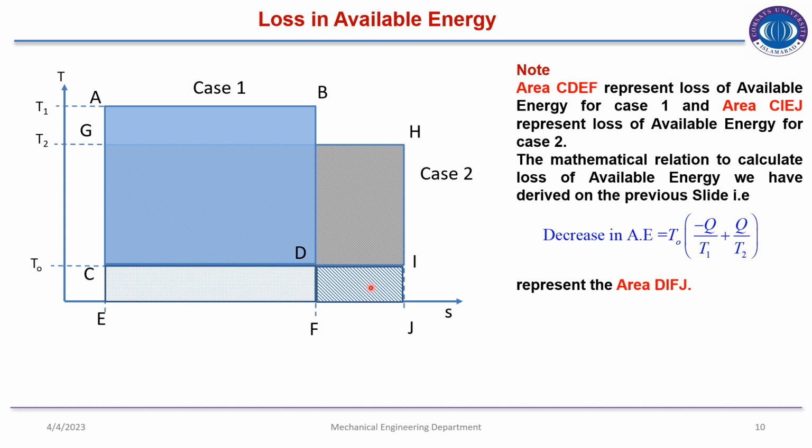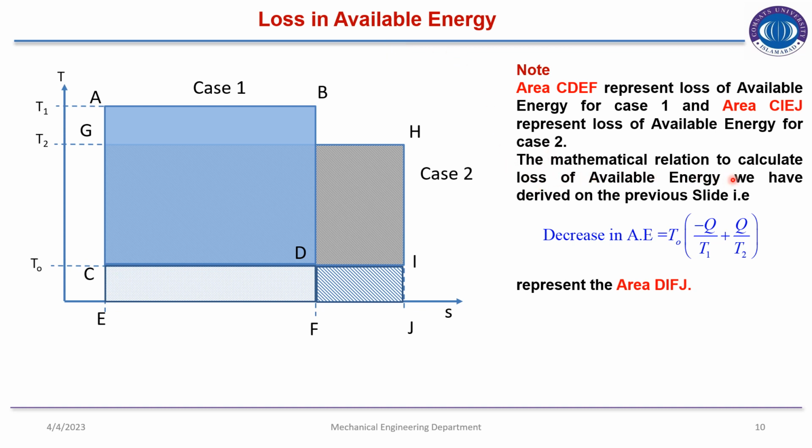Now if you are given the TS diagram and you are asked to mark, mention or calculate, how will you calculate the loss in the available energy? Here it is written that area CDEF represents loss of available energy for case 1, and area CIEJ represents the loss of available energy for case 2. As in the previous slide, the difference between both the unavailable energies represents the increase in unavailable energy. So increase in unavailable energy or loss in available energy means the same.